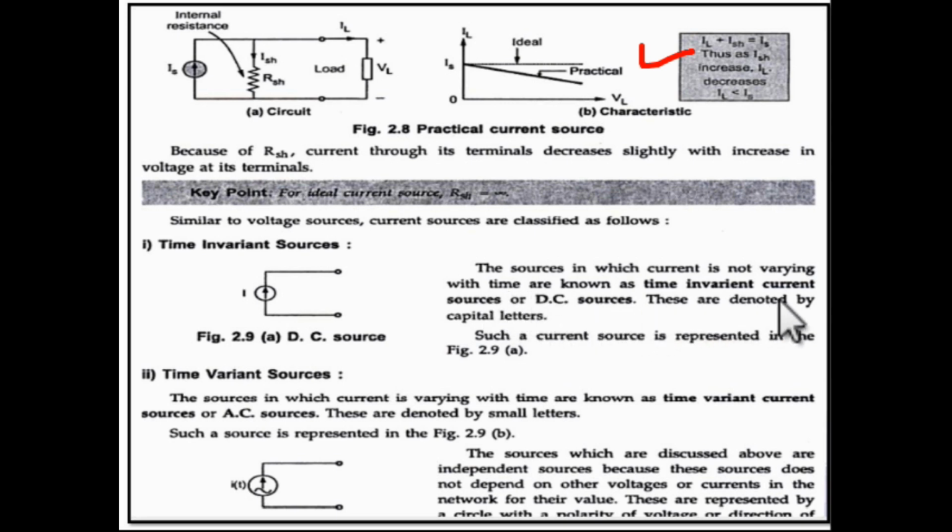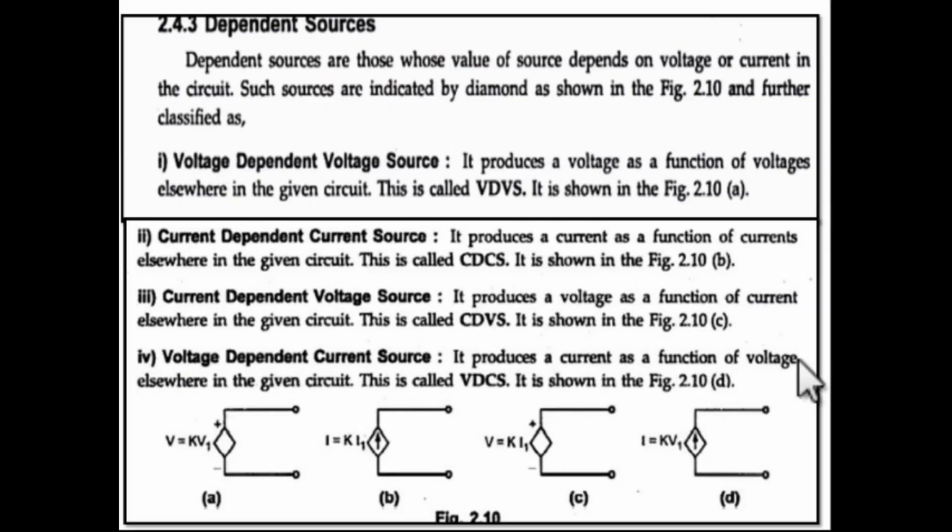And time invariant, again, the sources in which current is not varying with time are known as time invariant. So the magnitude will be constant, the direction will be constant. So these will be called DC sources, DC current source. This is the DC current source. And time variant sources means AC sources, in which the magnitude and direction are continuously changing with respect to time. So that will be considered as time variant sources or AC source.